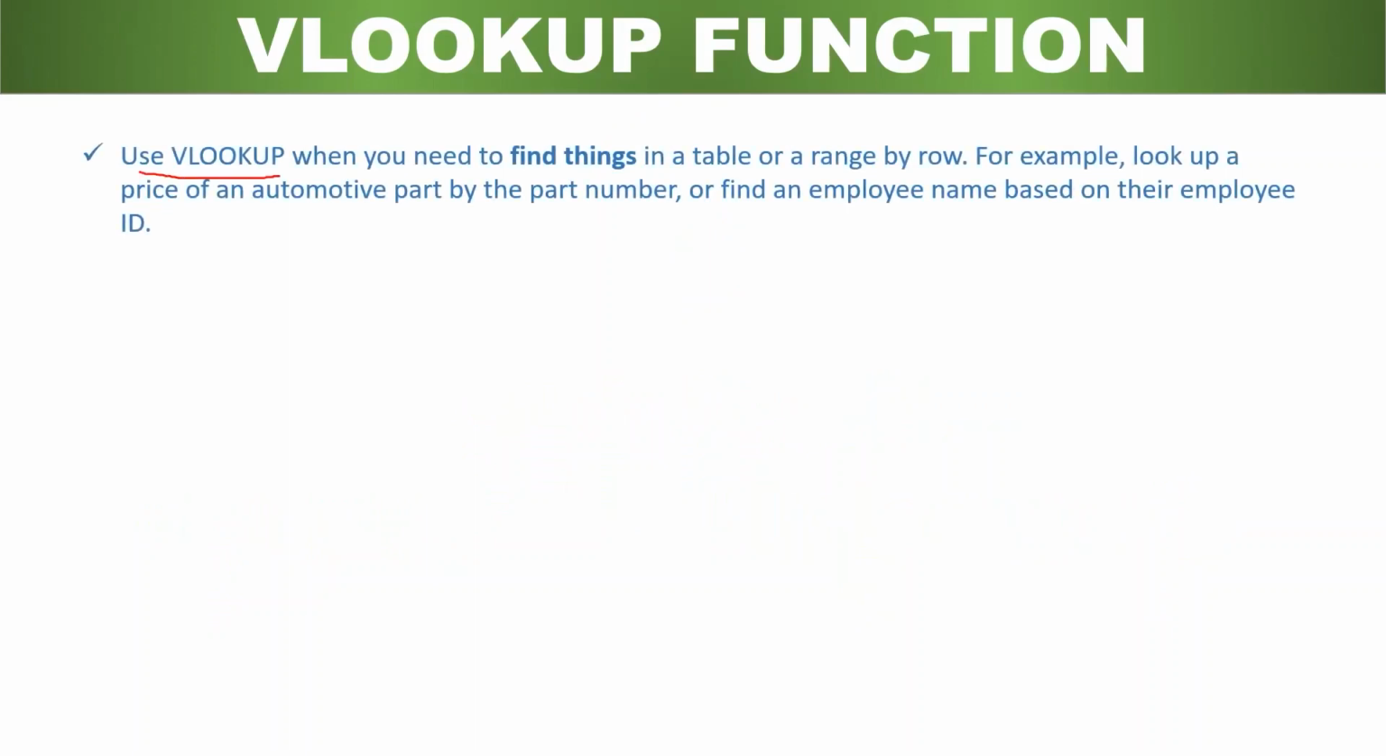When do we have to use VLookup? Use VLookup when you need to find things in a table or a range by row. For example, look up the price of an automotive part by the part number, or find an employee name based on their employee ID.